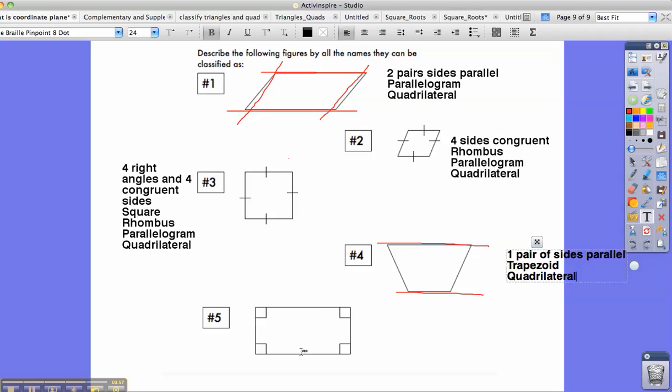And then number 5, if we look at number 5, it has the 4 right angles, but it does not have 4 sides congruent. So this is a rectangle. And a rectangle does not have to be a square, but a square has to be a type of rectangle. Other names for a rectangle are parallelogram, because it has the 2 pairs of sides parallel, and a quadrilateral.